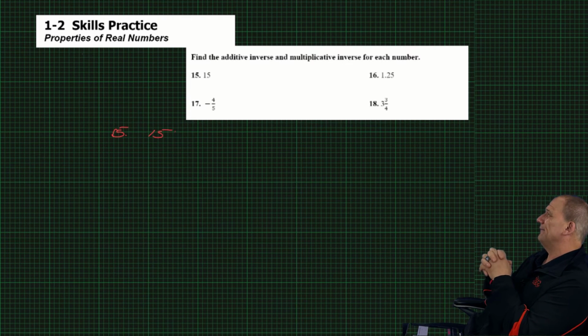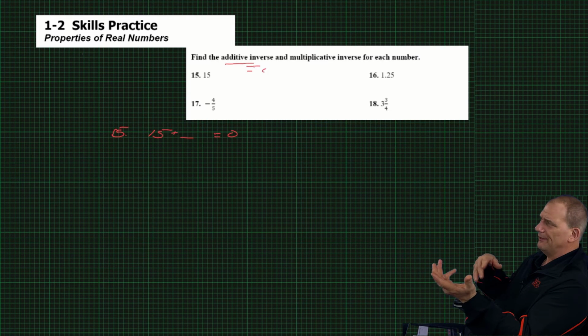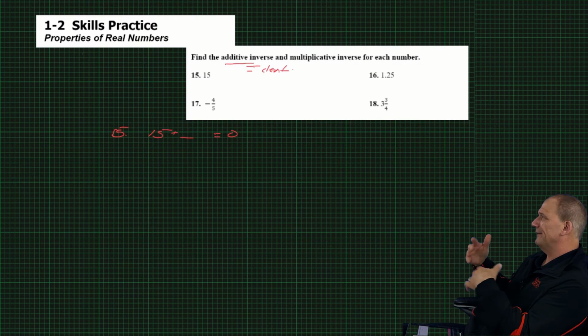All right, find the additive inverse and multiplicative identity for each number. All right, so additive identity, it has to equal 0. So if you're starting out at 15, what's going to equal 0? Negative 15, right?